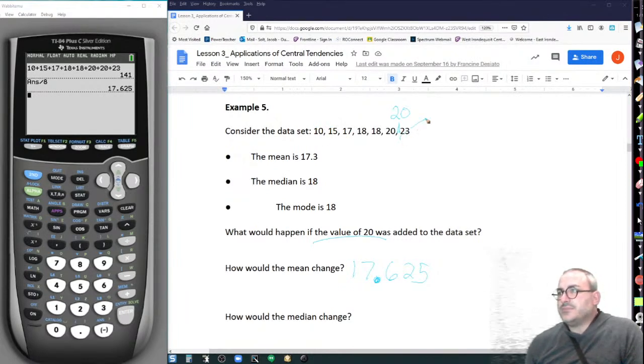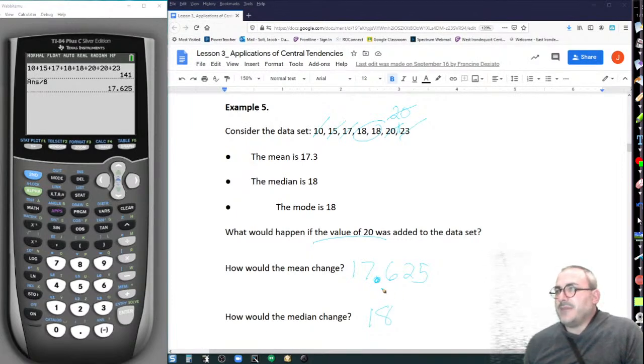Get rid of the highest, gone. Lowest, get rid of the lowest, gone. Get rid of the next highest, gone, gone, gone, gone. I end up with two 18s in the middle. So now I have a median of 18. Did my median change? Median did not change. Notice that. Median didn't change.